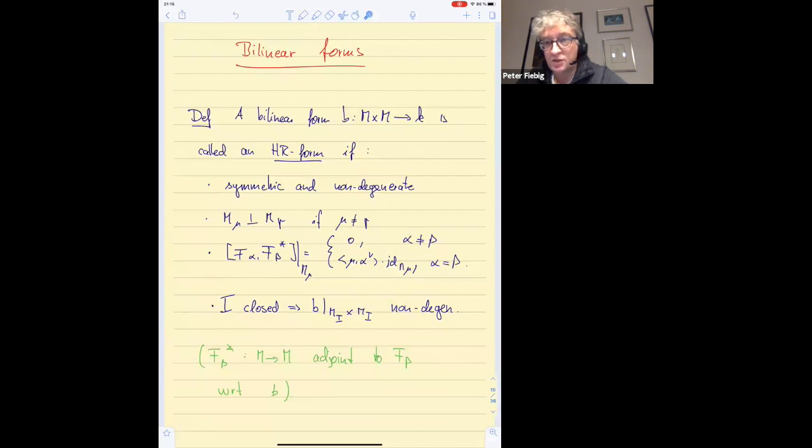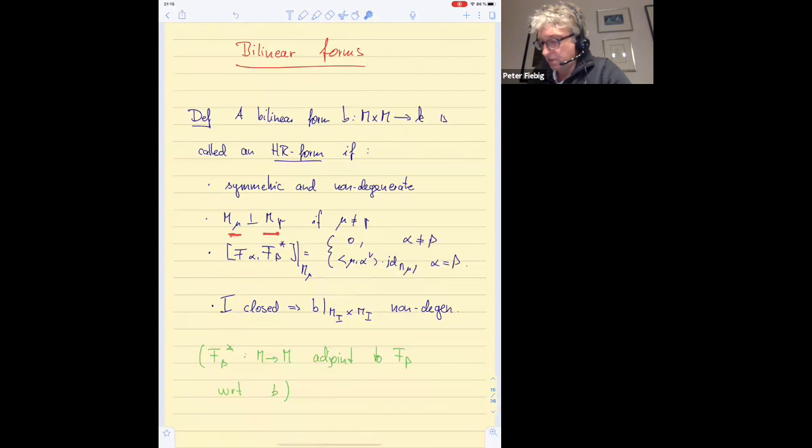That I call an HR form for Hodge-Riemann because it kind of reminds you of the Hodge-Riemann form in the hard Lefschetz setup. So what is that? So this bilinear form is, well, it's a bilinear form on M. So there are some conditions. First, it's symmetric and non-degenerate.